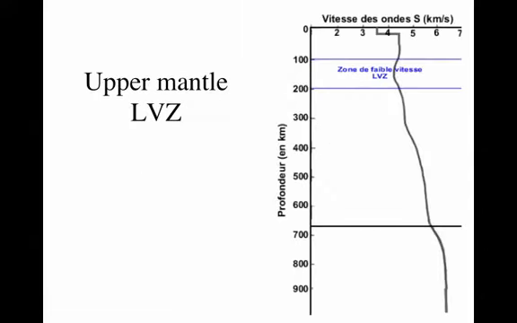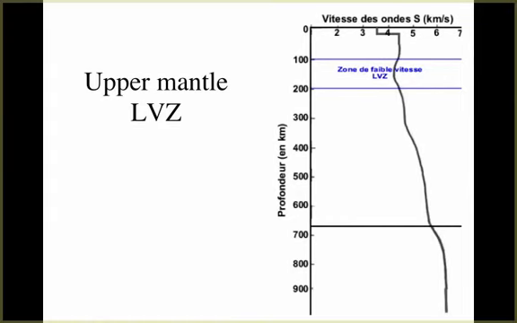That low velocity zone is this zone here between about 100 and 200 kilometers deep. You see an increase in seismic velocity at the Moho, and in general an increase in seismic velocities with depth, but this low velocity zone at 100 to 200 kilometers deep is slower than surrounding regions of the mantle.